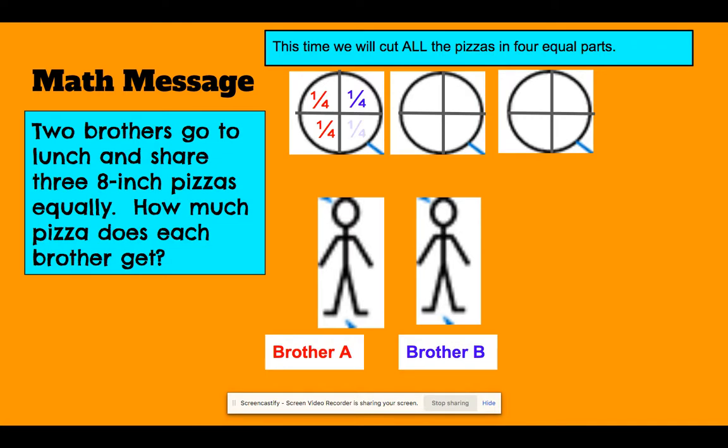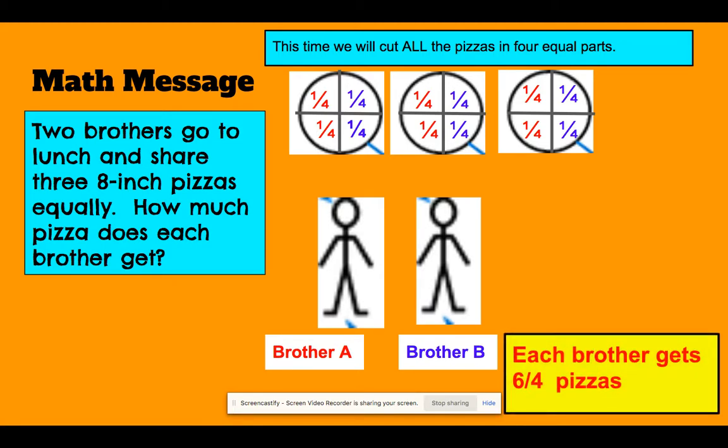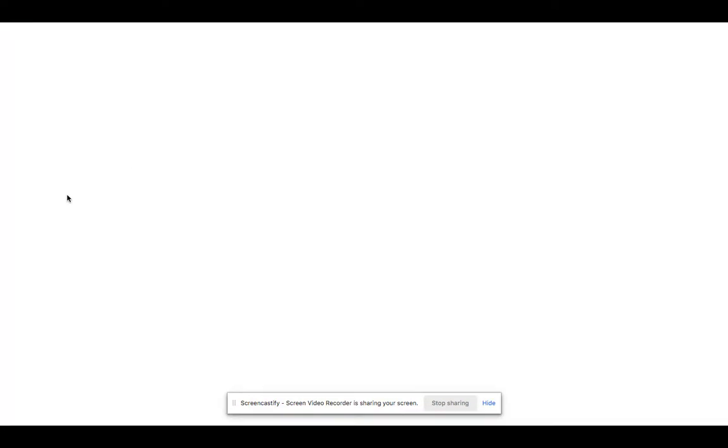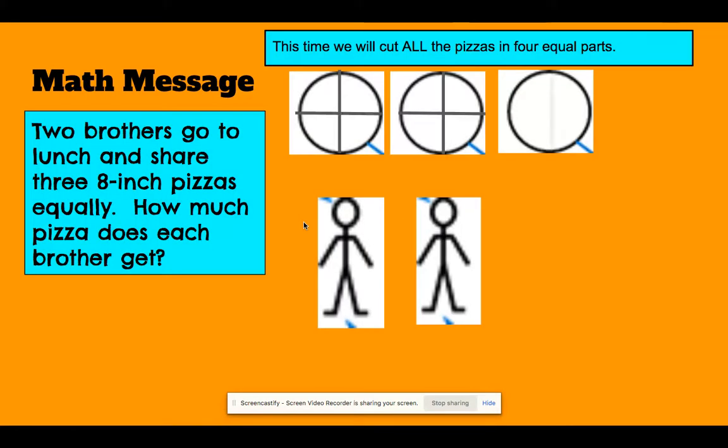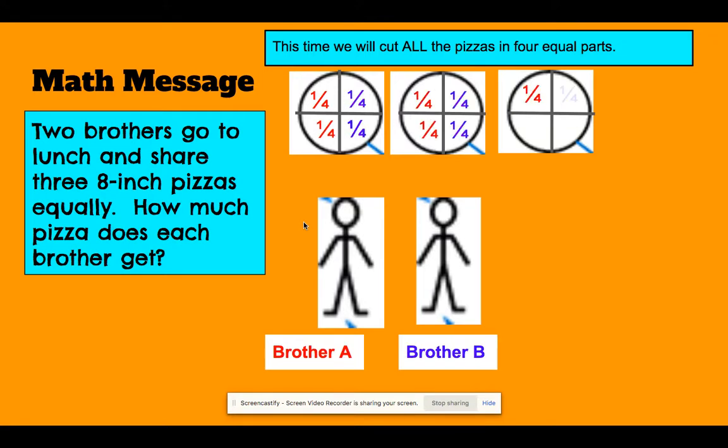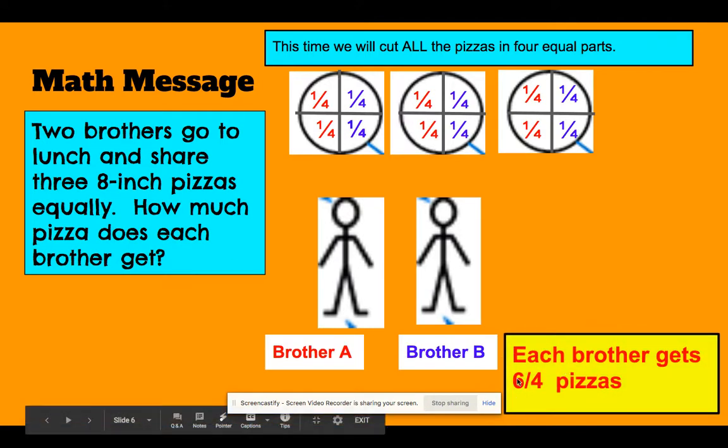So 1/4 for brother A, brother B, brother A, brother B, brother A in red, brother B in blue, brother A, brother B, brother A, brother B. Again, we're making sure that each brother is getting an equal share of the pizza. So now each brother gets 6/4 of the pizza. And if I count all the blue, oh, sorry, let me go back. Oops, didn't mean to do that. If I go back to this screen, all right, so again, let's go through that. Sorry about that. Okay, so now each brother gets 6/4 of the pizza.